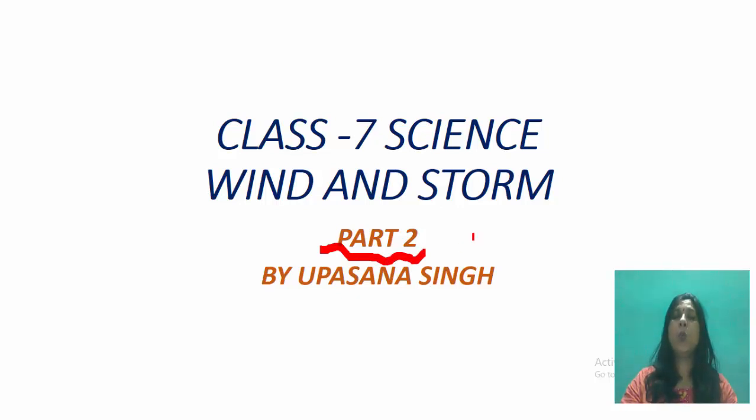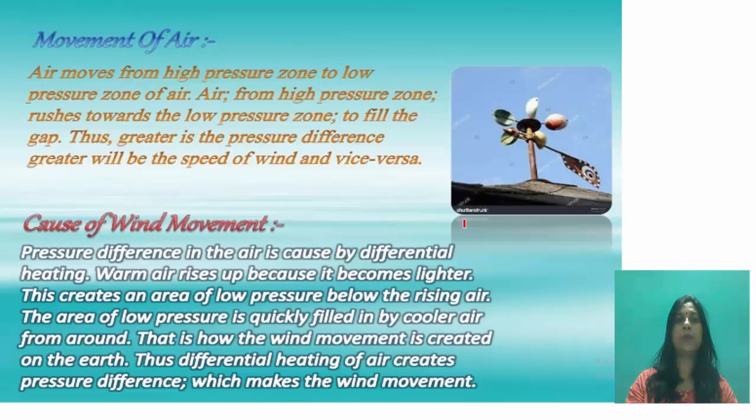In part 1 we have studied what is air pressure, atmospheric pressure. We have discussed some activities related to proving all these things, and we have also studied the instruments which are used to measure the wind speed and wind direction. Now in part 2, we are going to discuss some natural disasters and the precautions which can be taken for these natural disasters.